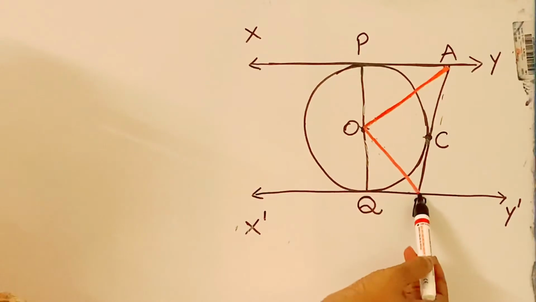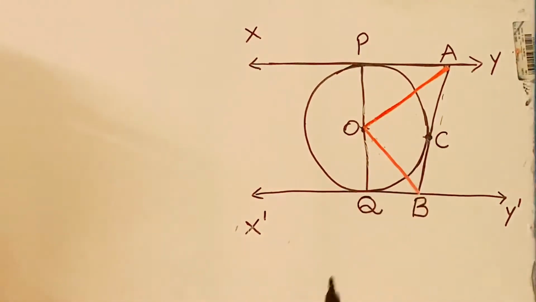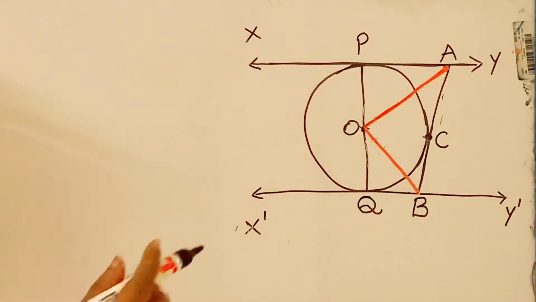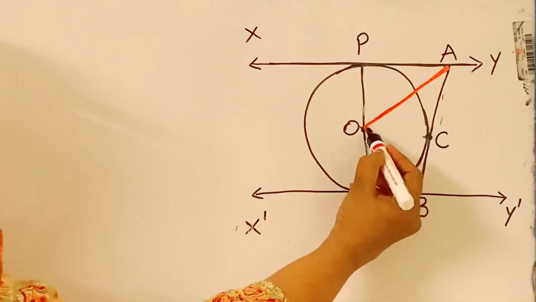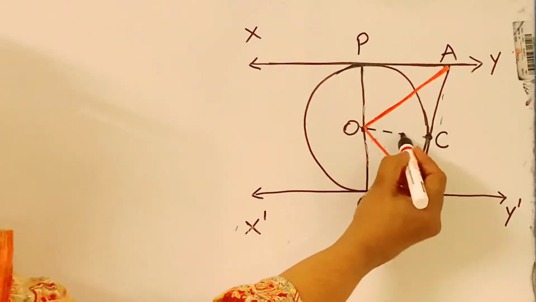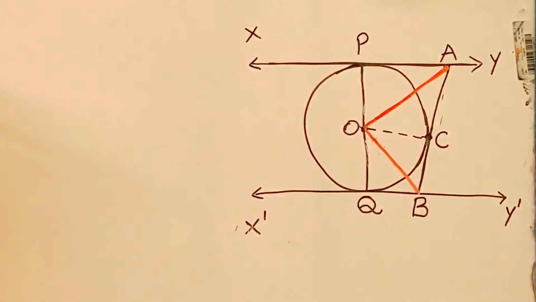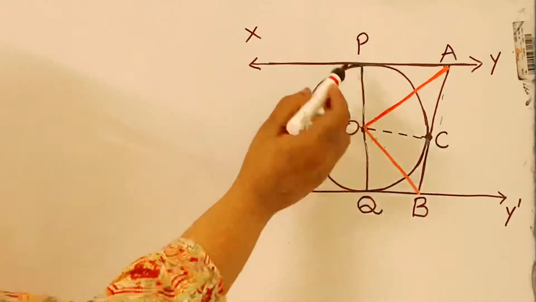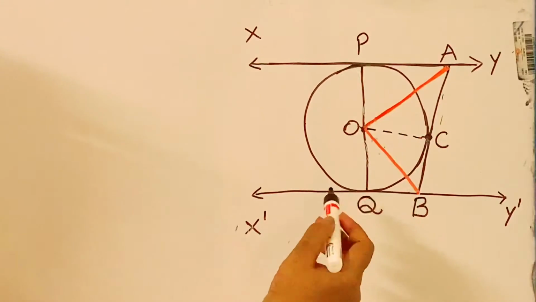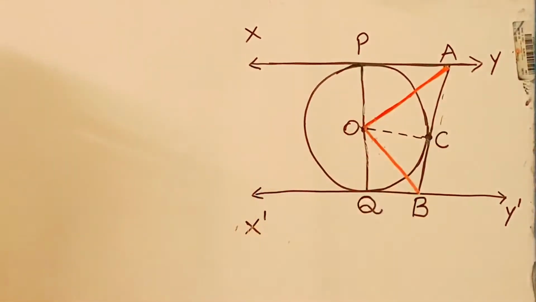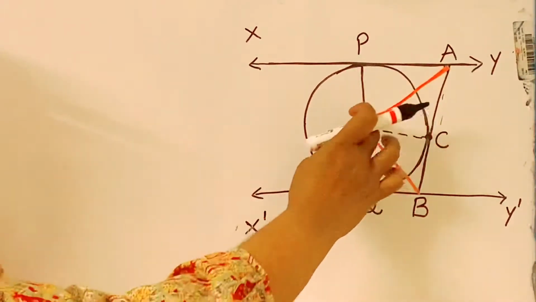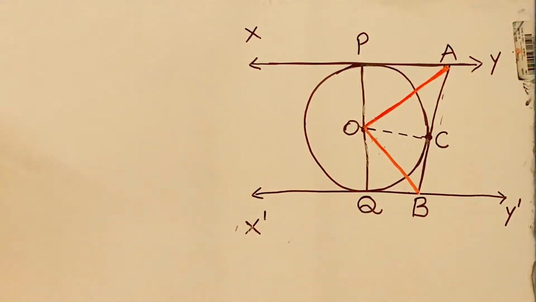B is a point outside the circle. BQ and BC are two tangents to the circle. So you have to apply that tangent property. Now look. If you join OC, then OP, OC and OQ, all these three line segments are radii of the circle. We want to prove that angle AOB is equal to 90 degrees.